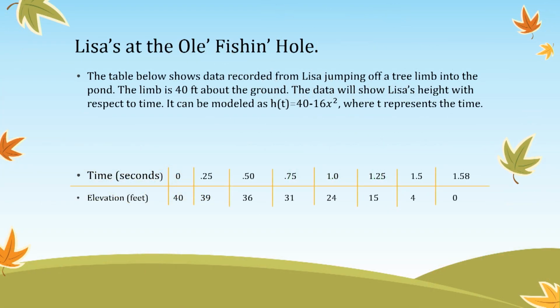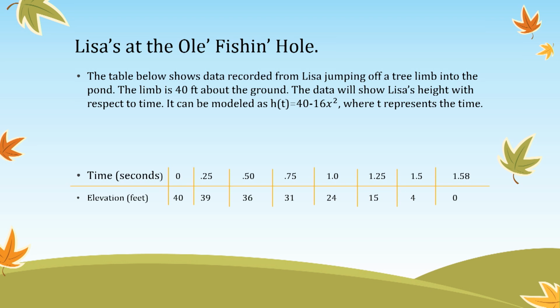Lisa's at the old fishing hole. The table below shows data recorded from Lisa jumping off a tree limb into the pond. The limb is 40 feet above the ground. The data will show Lisa's height with respect to time. It can be modeled as h of t equals 40 minus 16x squared, where t represents my time.